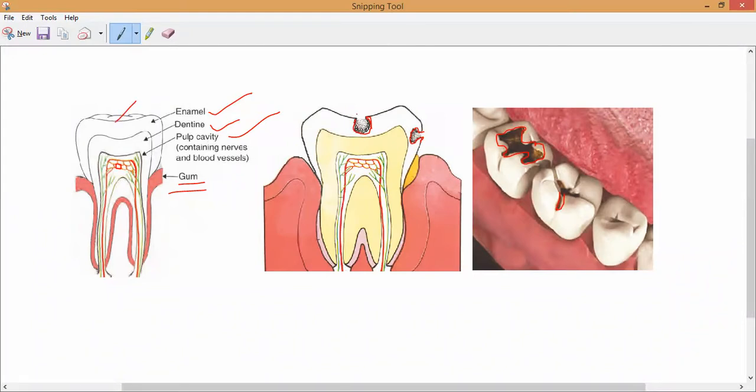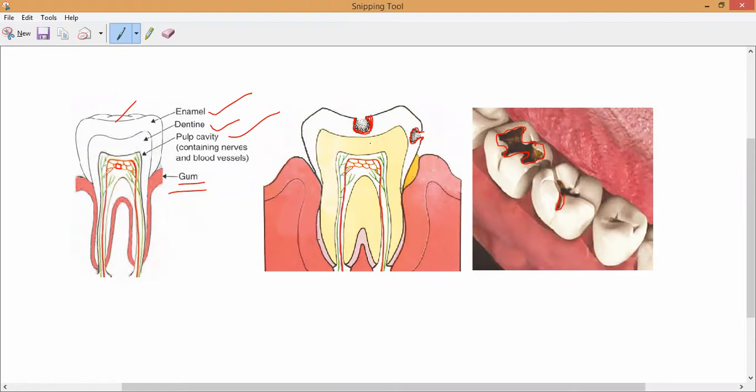Now when the sugary food is stored in this teeth, then the bacteria present in our mouth will react with it, and they will produce the acid. So this acid will start dissolving the calcium phosphate salts which these teeth are made up of.